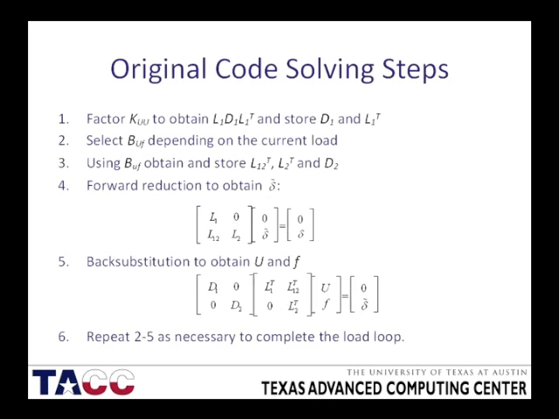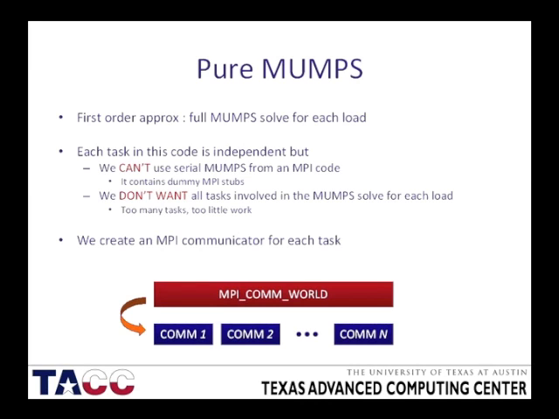So the first thing that we did was to just say, well, look, this code is probably not very efficient anyway, so let's just substitute this whole solver by a single MUMPS call for every load, which means that we are factoring the full matrix, not only BUF, but we are factoring absolutely everything for every load that we're using, which is clearly a waste, but it should give us a good idea of whether this is viable or not.